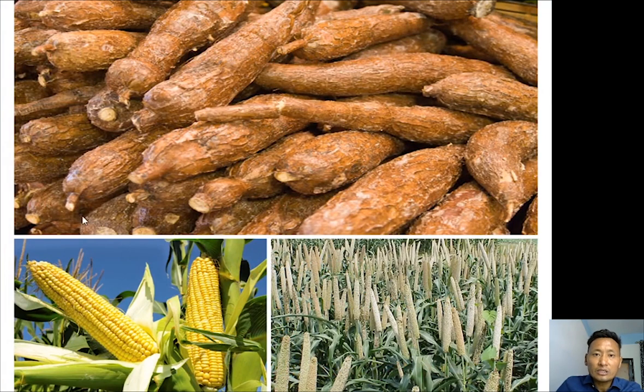This one is cassava, maize and millet, and hill rice. These are the types of crops that they are cultivating in shifting agriculture, primitive subsistence agriculture, or slash and burn agriculture.